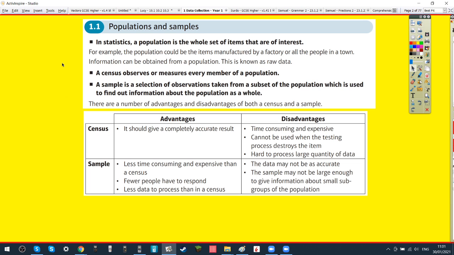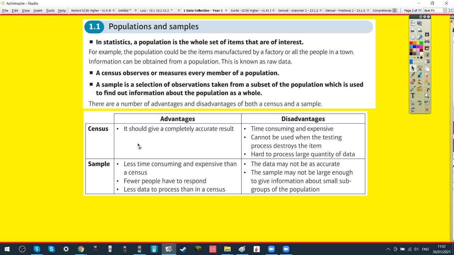Okay. A census is every member of a population. A population is the whole set of items that are of interest. And a sample is a selection of observations from a subset of that population, and it gives you information about the population as a whole. So you have a big block of cheese, you taste a little cube, and that tells you the taste of the entire block.